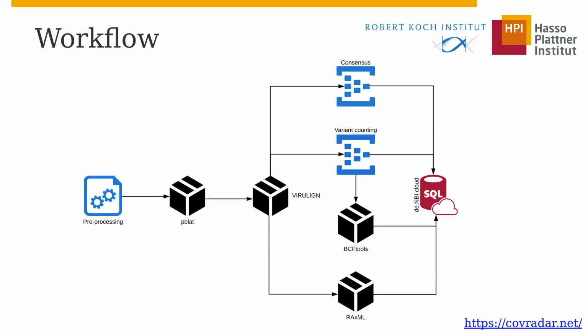This is the workflow of the analysis pipeline. We download the sequences and use pBlood to align them to the reference spike gene. As a reference sequence, we use the sequence of the first case in Wuhan. After that, we use ViroAlign to build a multiple sequence alignment. And from that multiple sequence alignment, we can infer the consensus sequences of each calendar week and country, the variants, other statistics, and the phylogenetic tree.